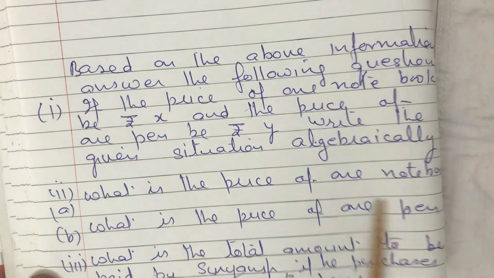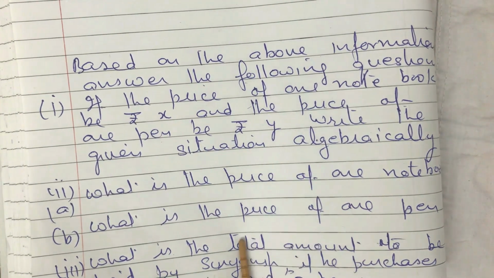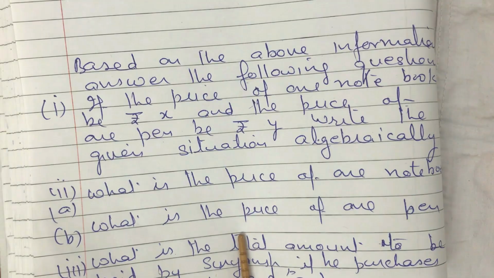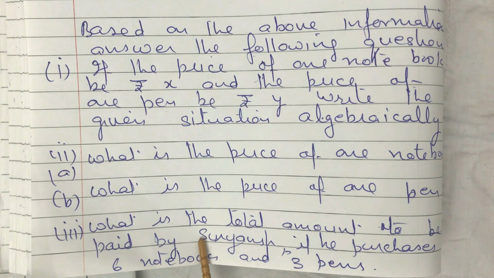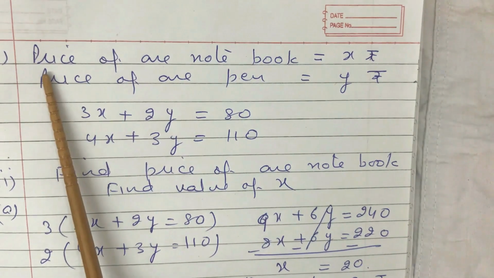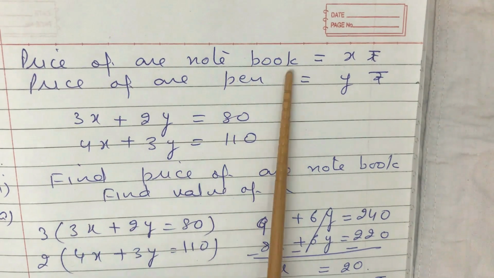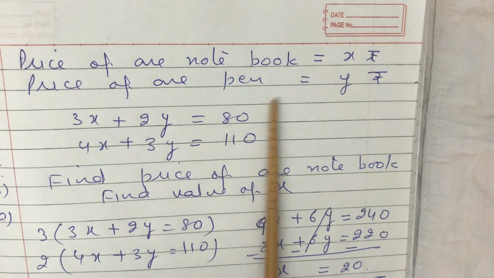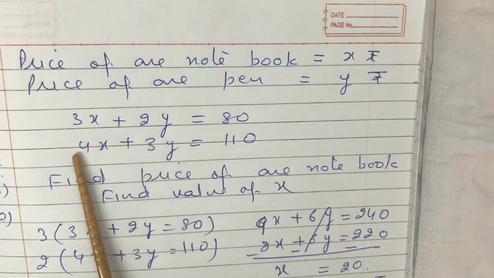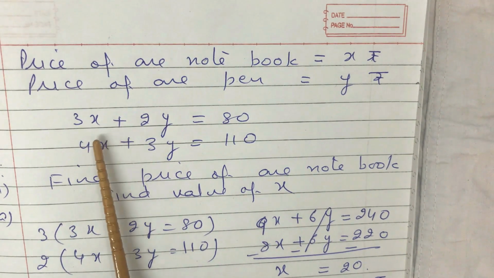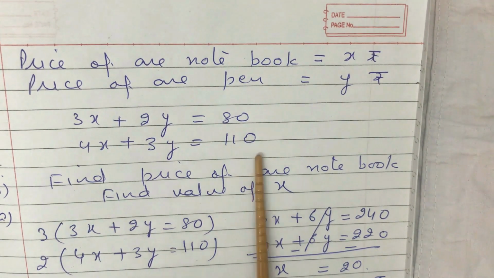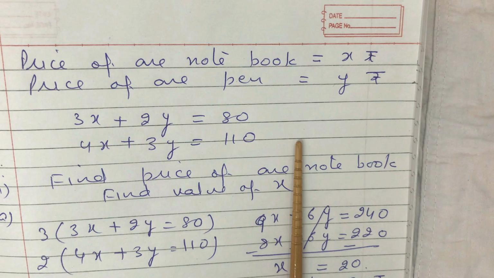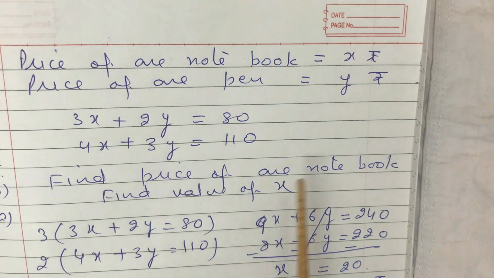Second is, what is the price of one notebook? Its B part is, what is the price of one pen? Its third part is, what is the total amount to be paid by Suryansh if he purchased 6 notebooks and 3 pens? Now answer of first question. Price of one notebook is given X rupees. Price of one pen is given Y rupees. So algebraically, according to the sum, the equation will be 3x plus 2y is equal to 80. 4x plus 3y is equal to 110. This is part 1.